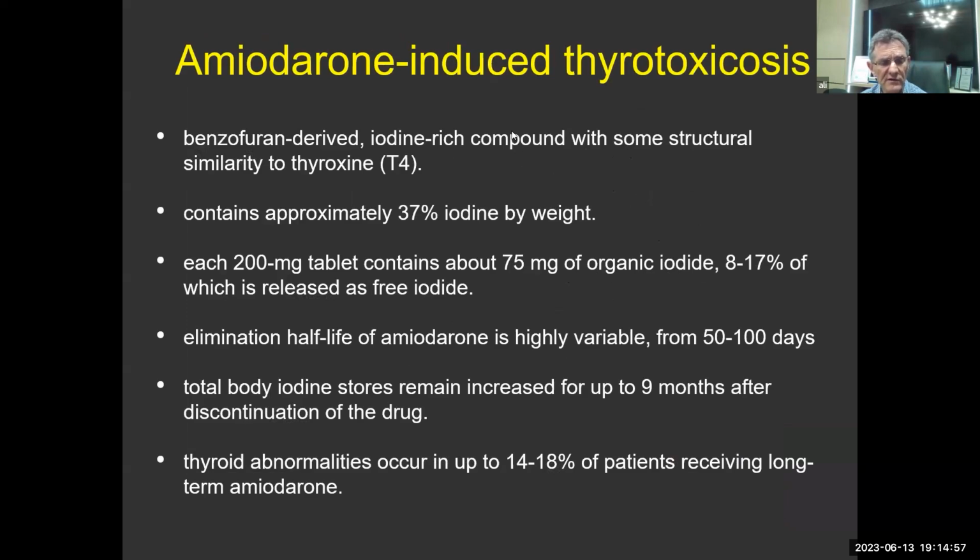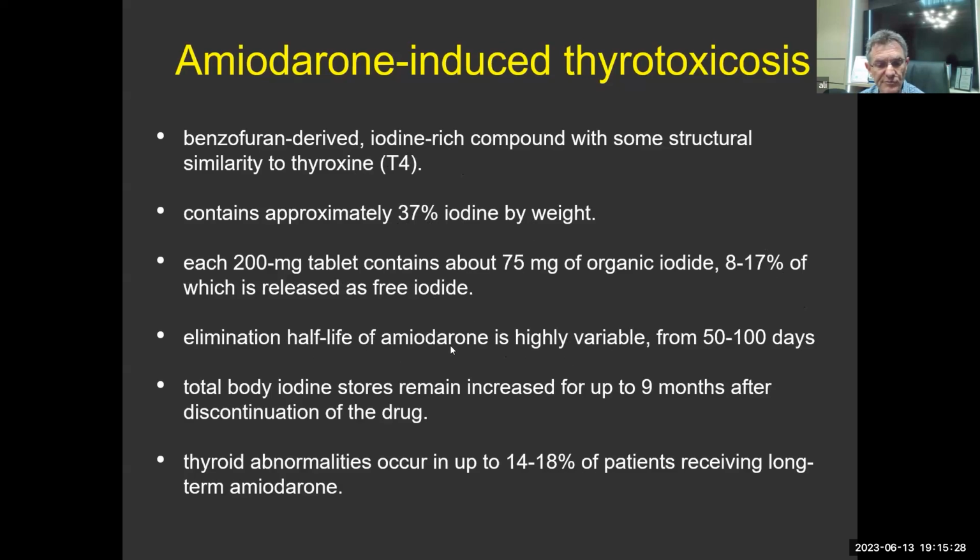Now, the other one which mimics that is individuals whose thyroids get destroyed by amiodarone. So you know that amiodarone is a drug which is commonly used by the cardiologist to treat atrial fibrillation. And amiodarone is an iodine-rich compound, very similar to thyroxine. It's 37% iodine by weight, and so 8 to 17% of the iodine is released. And the problem with amiodarone is that it binds and it stays around for 50 to 100 days.